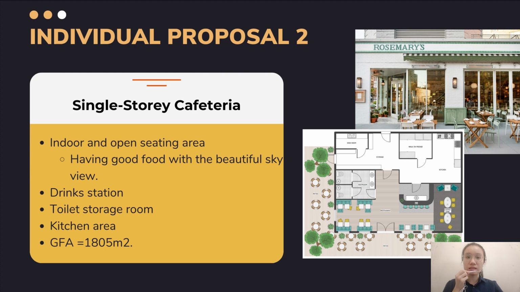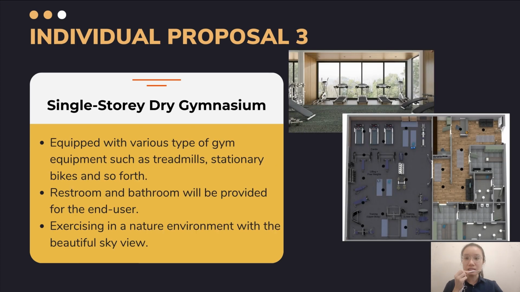The second proposal is a single-story cafeteria. It consists of an indoor and open sitting area, drink station, toilet, storage room, and kitchen area. The GFA of this cafeteria is 1,805 square meters. And lastly, the third proposal is a single-story dry gymnasium. The gymnasium is equipped with various types of gym equipment such as treadmill, stationary bike, and so forth. Restroom and bathroom are also provided for the end user.